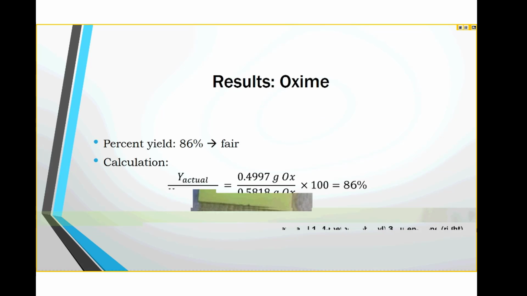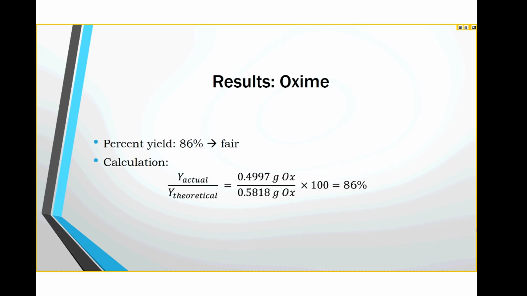And for the oxime, we had the highest percent yield, getting about an 86% yield, which was better than the other ones. It's still fair, but not as high as we would have liked. The calculation was the same as we did for the other ones.